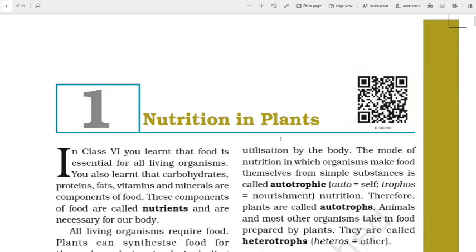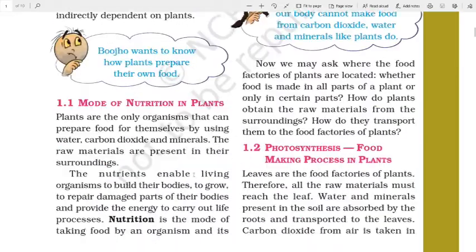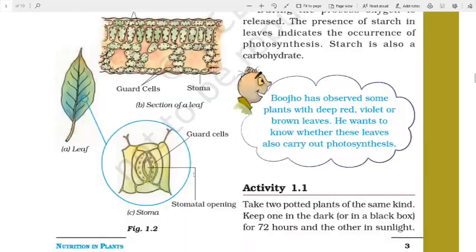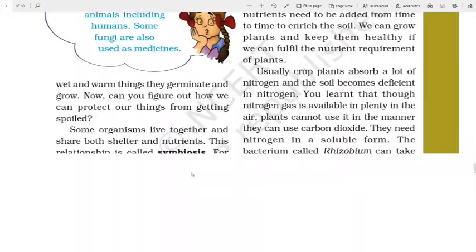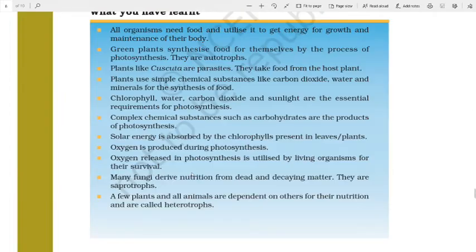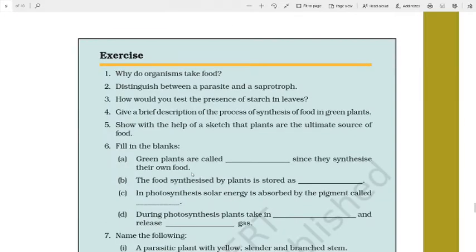So we were studying nutrition in plants. We have completed the chapter, so now we are going to solve the questions and answers. Let's see the questions here in the exercise. The first question is: why do organisms need to take food?